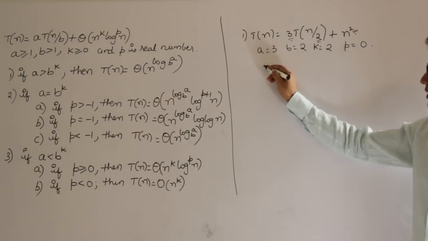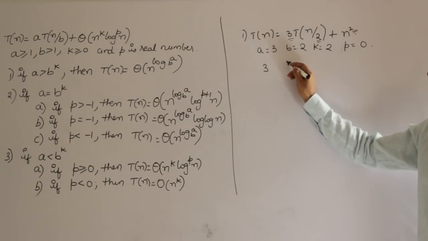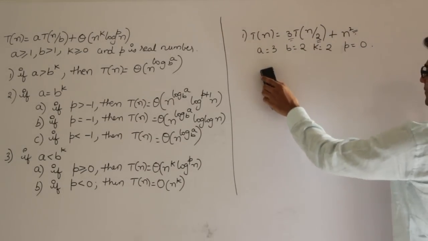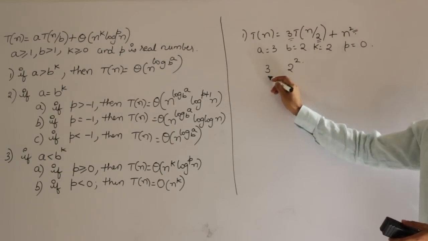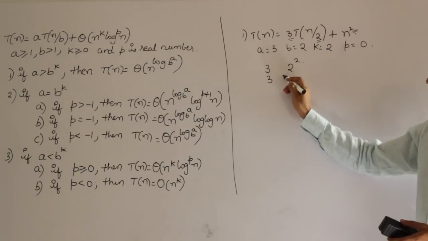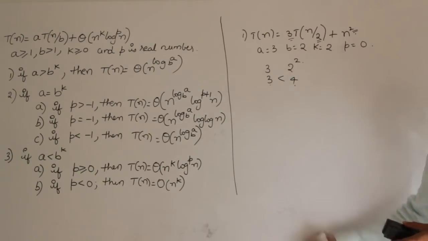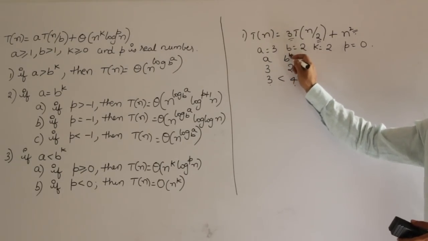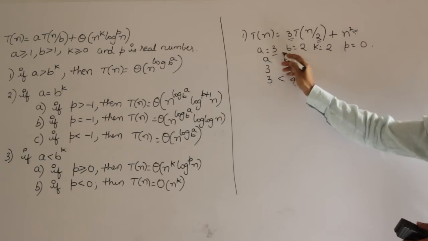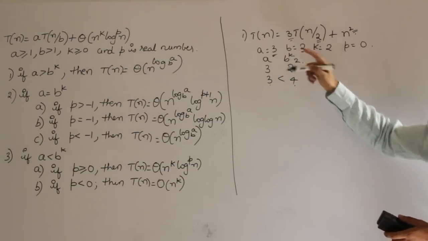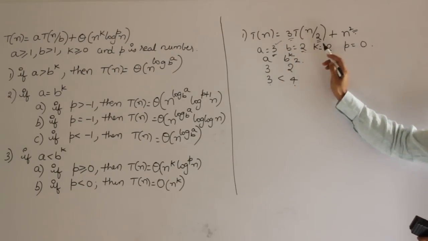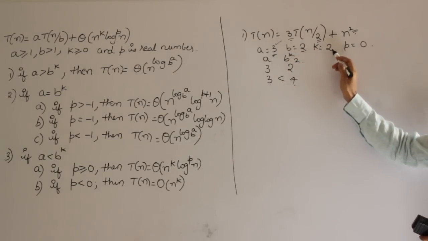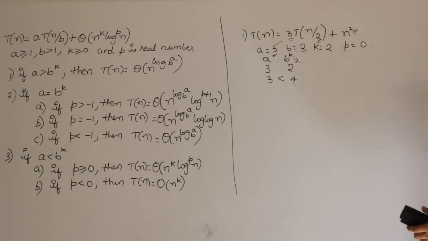We should always compare a with b power k. So see this, a is 3 and b power k is 4. So 3 and 4. So what did you get? A is less than b power k, isn't it? This is a and this is b power k. One more thing, you should even see that the conditions are valid. A has to be greater than or equal to 1, yes, and b has to be greater than 1, yes, and k has to be greater than or equal to 0, yes, and p is any real number, yes, right.